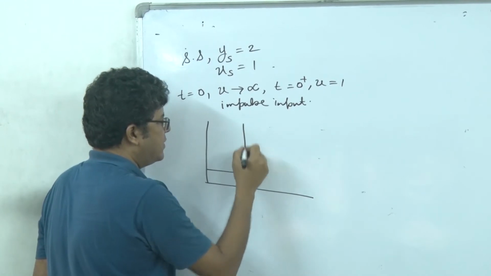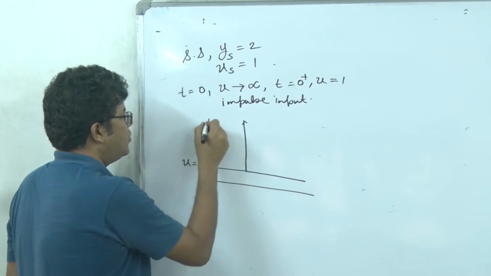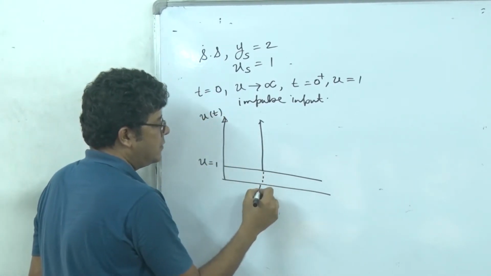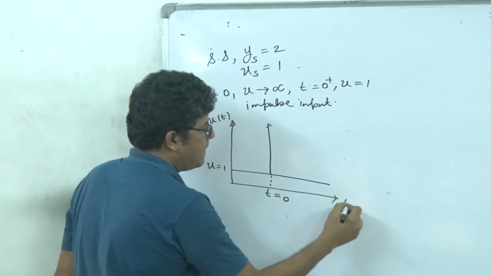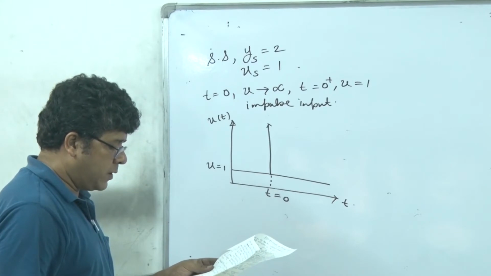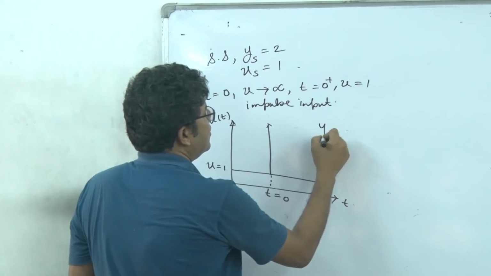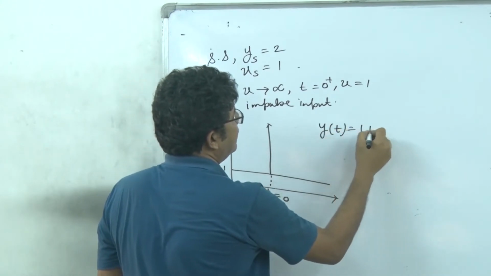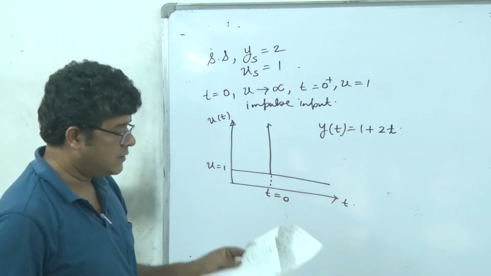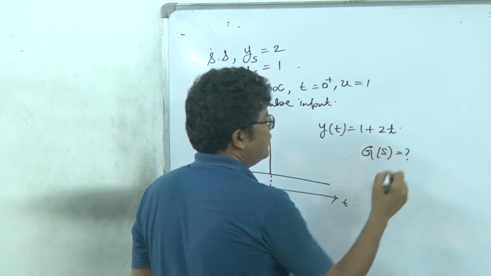And diagrammatically we can represent it like this. So u equal to 1, which is the steady state value, and that is u(t). This is t equal to 0. Right? The output response y(t) is 1 plus 2t. y(t) is 1 plus 2t. The transfer function of the process, we have to calculate the transfer function.